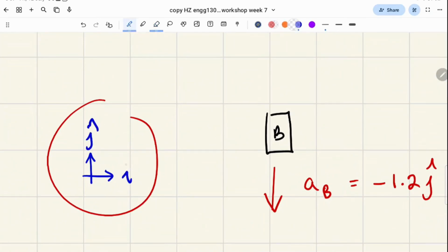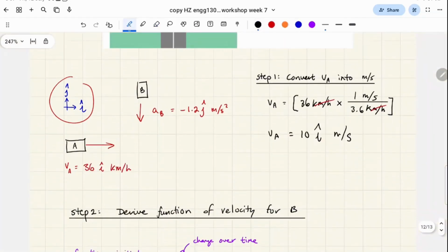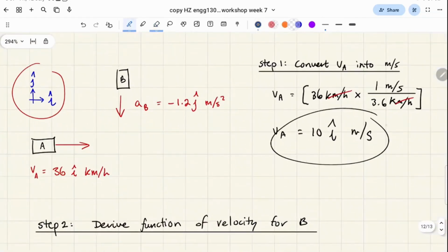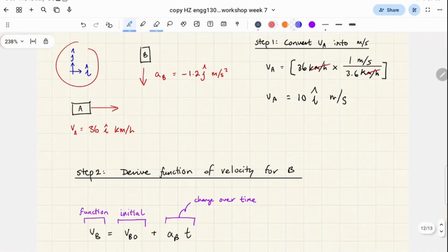So I is the one that corresponds to the X direction, right? J is the one that corresponds to the Y direction. And that's what we're going to roll with. So I want to express it in terms of unit vectors, right? So I'm going to leave it like that.